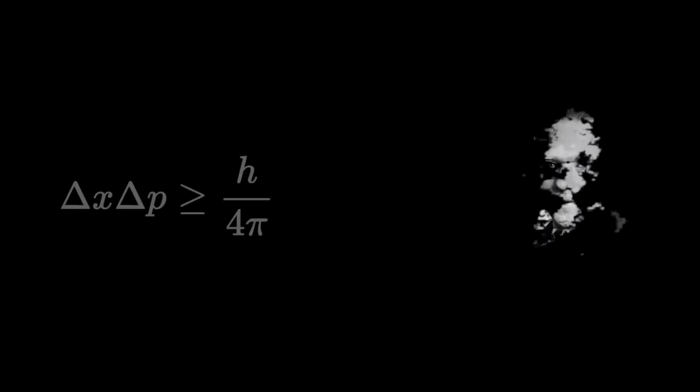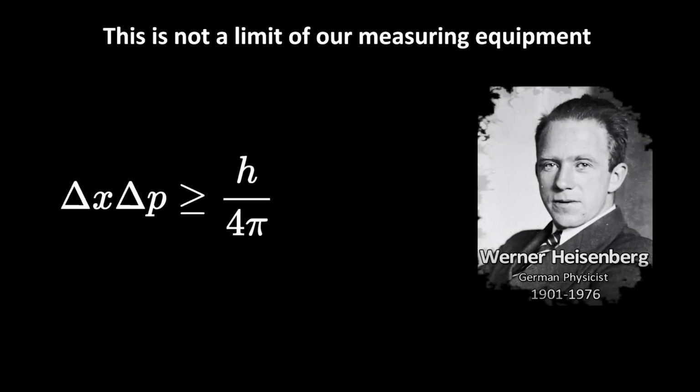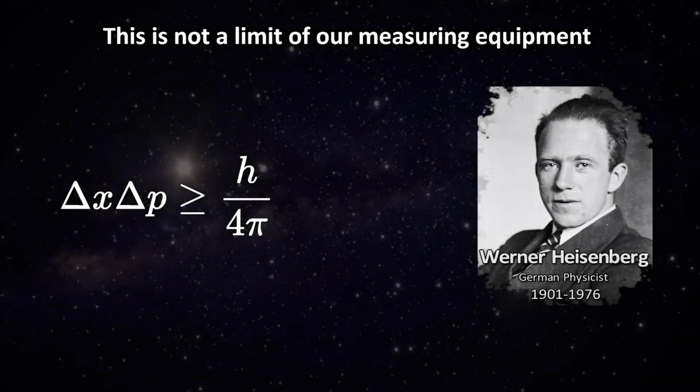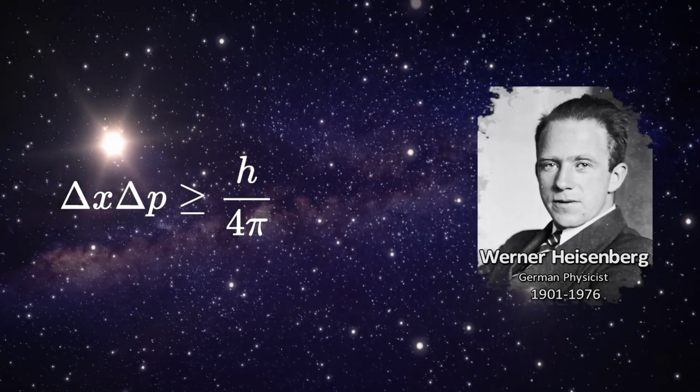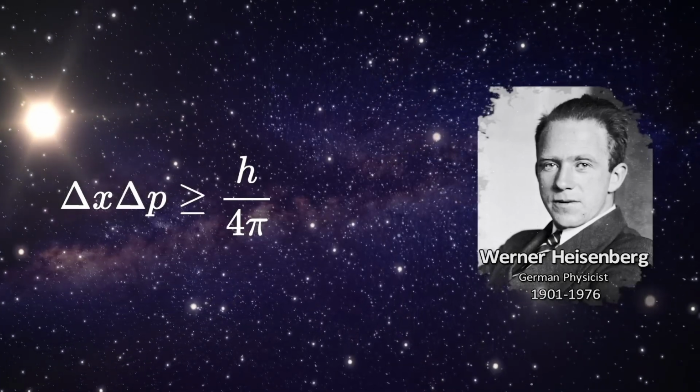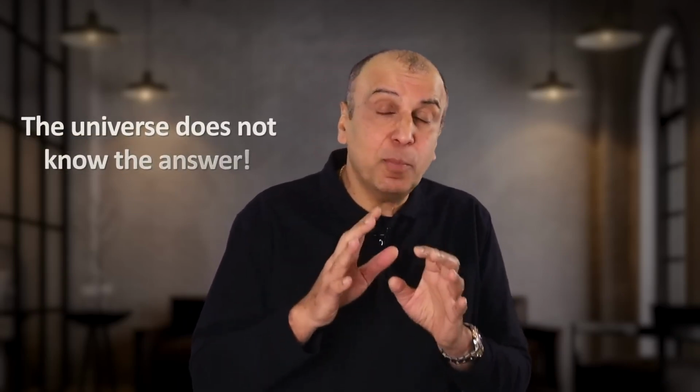What's important to understand is that this is not a limit of our measuring equipment. It's that exact answers to both the momentum and the position of a quantum object do not exist in the universe at the same time. The universe itself doesn't know the answer. Now, this is hard to accept and goes completely against our everyday experience.